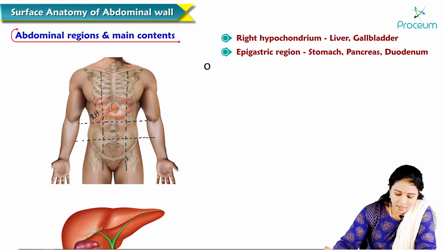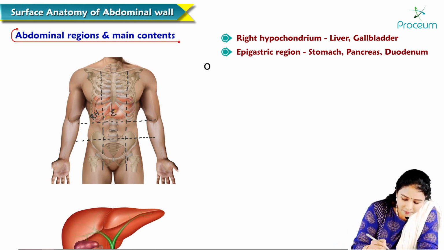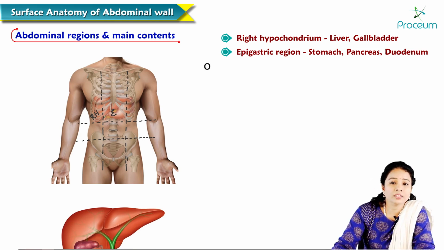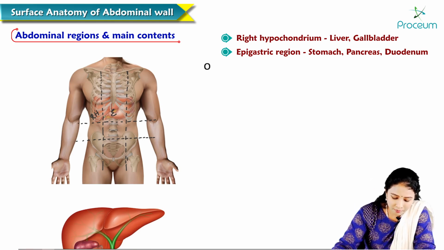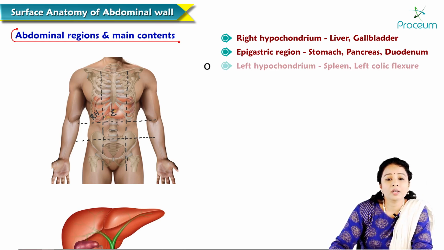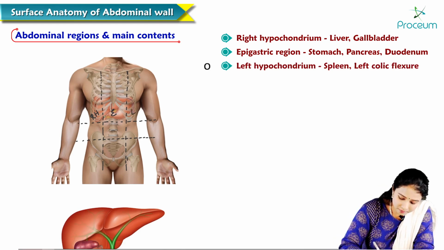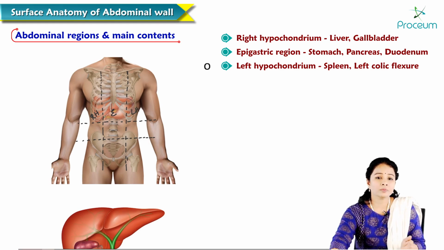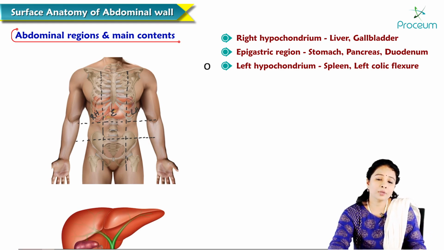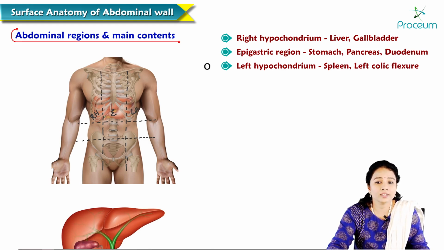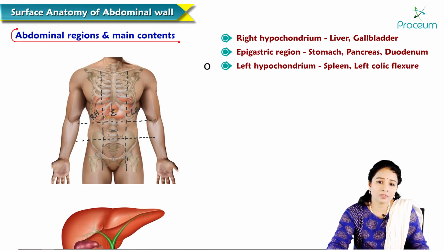Epigastric region. Epigastric region is in the middle, above the umbilical region. It is associated with the stomach, pancreas and duodenum. So deep to the epigastric region we can see the stomach and pancreas and also part of the duodenum. Left hypochondriac region. Hypo means below, chondrium means cartilage. So it is present on the left side below the costal cartilages, so it is called the left hypochondriac region. It is related to the spleen and left colic flexure.